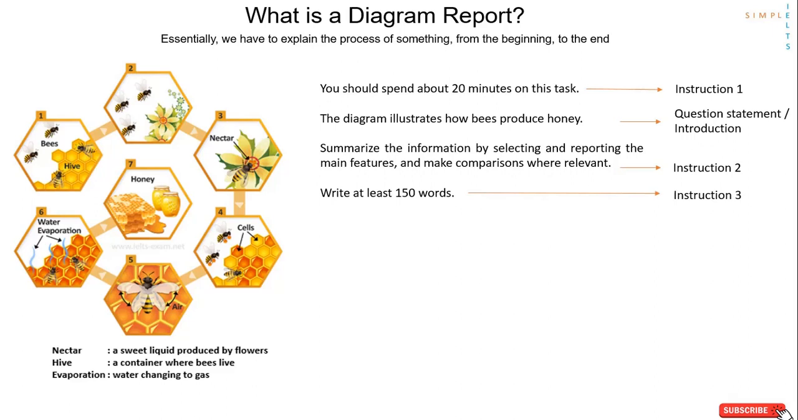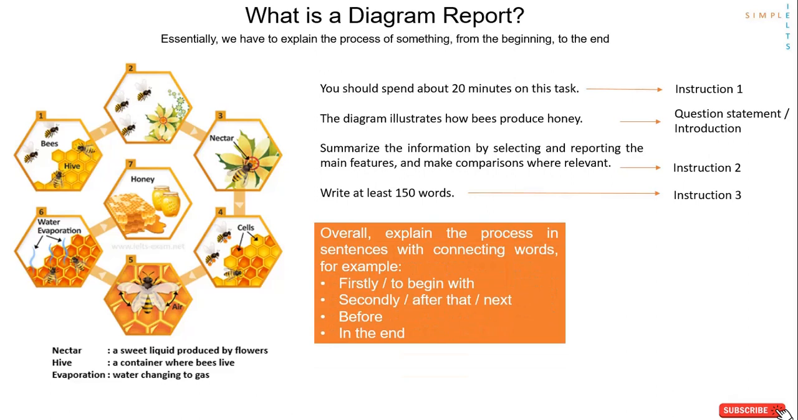Okay, and lastly, there are 150 words that you should write down minimum. Okay, if you write less than that, you will lose marks. If you write 150 or more, you comply with the instruction. So it's a lot safer than just writing 150. So I suggest you write more than 150, okay? So when we talk about the diagram report, essentially we have to explain the process in sentences with connecting words. For example, firstly, or to begin with, secondly, after that, next, before, in the end, and many other examples, okay?